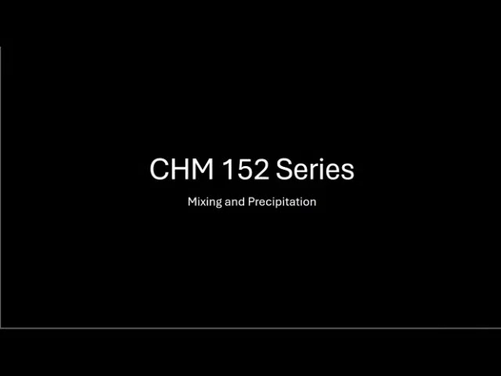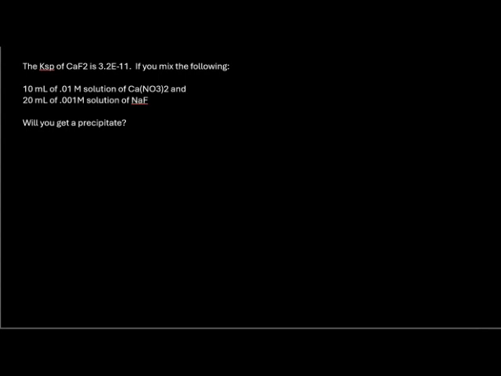In this video, we'll mix together two solutions and try to determine if we do make a precipitate or don't. This problem gives us two solutions: one solution of Ca(NO3)2 and another solution of NaF, and we are asked to predict if we'll get a precipitate or not. We are also given the Ksp of CaF2.